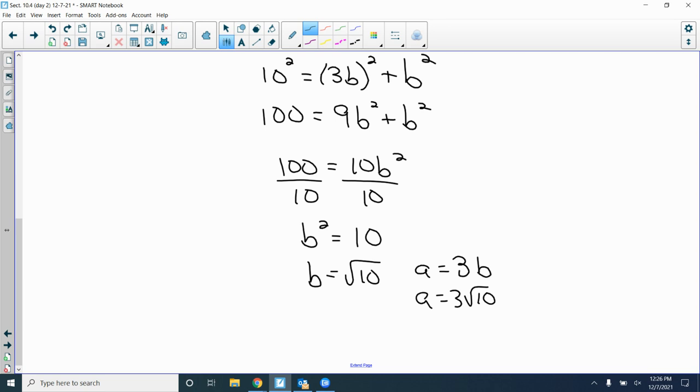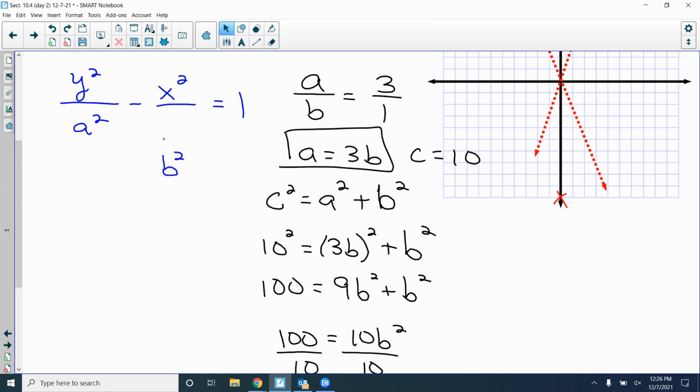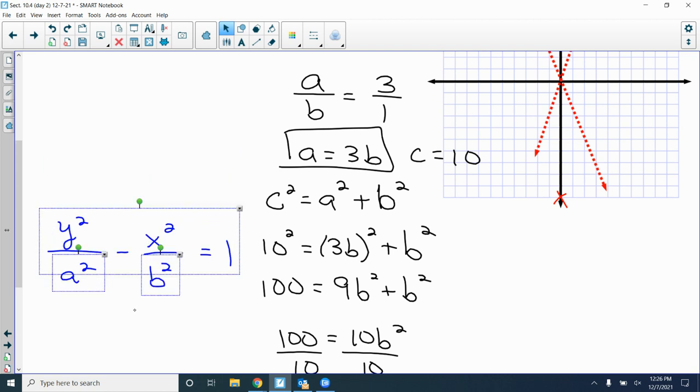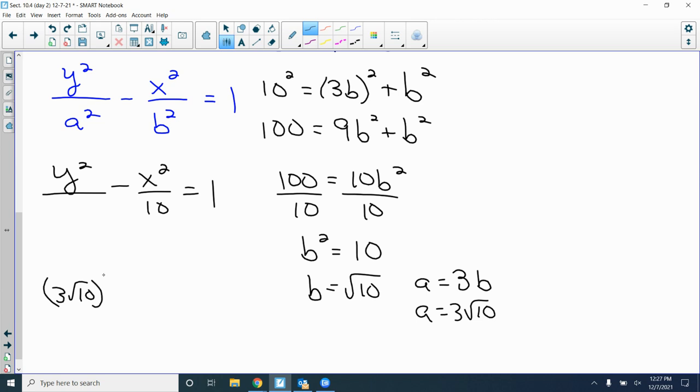All right, put it all together in your equation. So y squared over a squared minus x squared over b squared equals 1. And b squared, that's the easy one. That's 10. But what is a squared? 3 square root of 10 squared will be 3 radical 10 times 3 radical 10, which is 9. 3 times 3 is 9. Square root of 10 times square root of 10 is 10. And so I get 90 there. So that's going to be your final answer: y squared over 90 minus x squared over 10 equals 1.